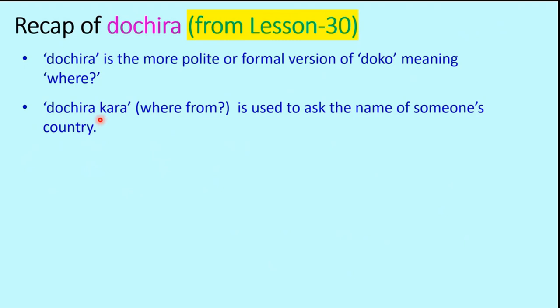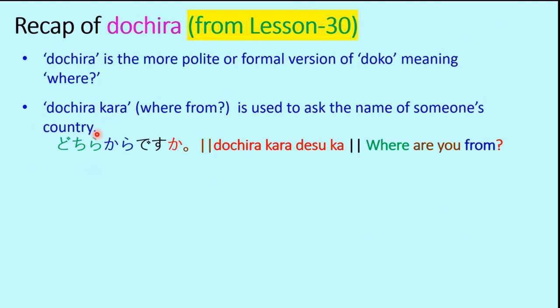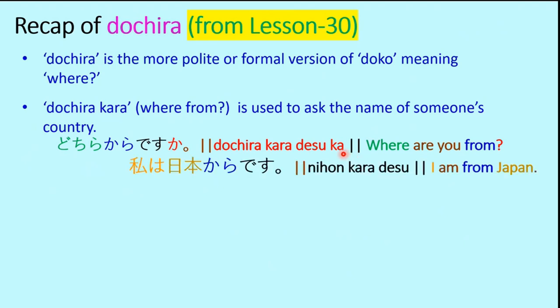Dochira kara, as we all know, kara is the particle which means from. So dochira kara means where from. So dochira kara is used to ask the name of someone's country or place or the native place. So for example, dochira kara desu ka? If you ask someone dochira kara desu ka, that means where are you from?